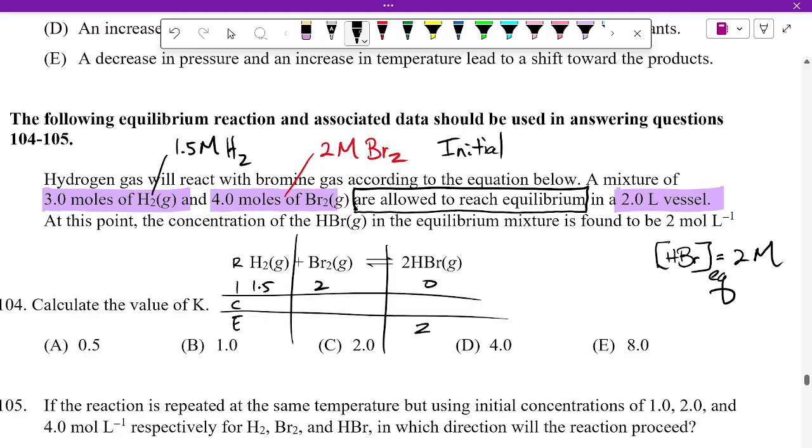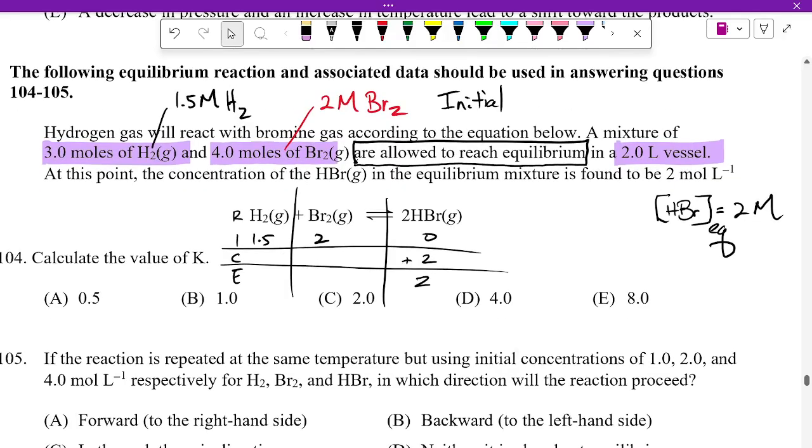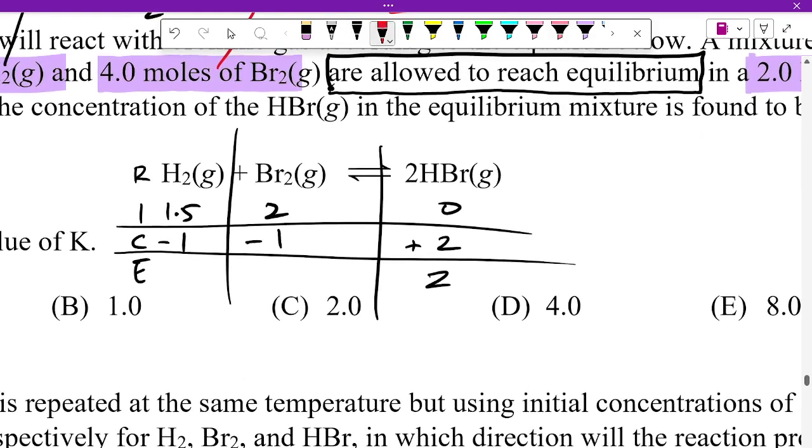And we know that this is 2. So to go from 0 to 2, we had to go up by 2, which means that we need to go down by 1 on each of these because we have a coefficient of 1, a coefficient of 1, and a coefficient of 2. All right, so we have now 2 minus 1 is 1, 1.5 minus 1 is 0.5.